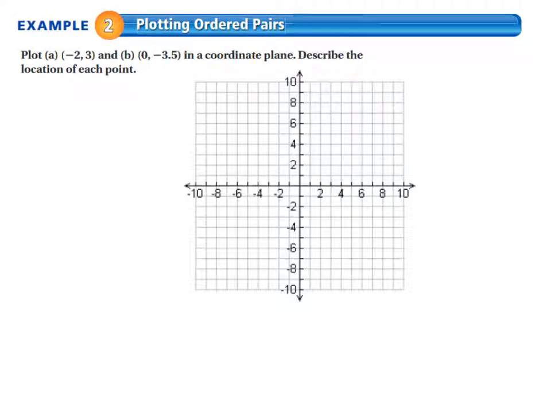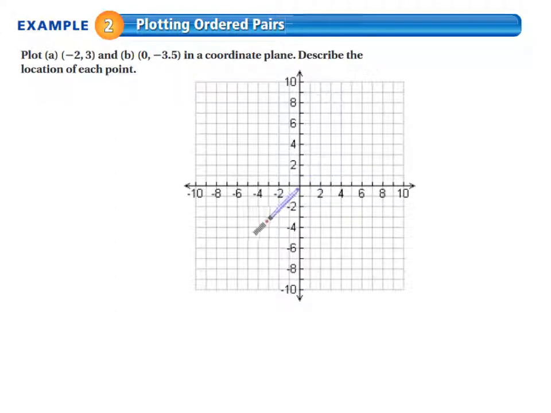Example 2, plotting ordered pairs. A is negative 2, comma 3. So again, we always start at the origin. We're not going to draw a line as we go over. We're just going to start there and place our finger there and move along the grid as we go. So negative 2 tells us where to go left or right. If it's negative, we're going to go to the left. If it's positive, we're going to go to the right. So negative 2 tells us to go 2 to the left from the origin.